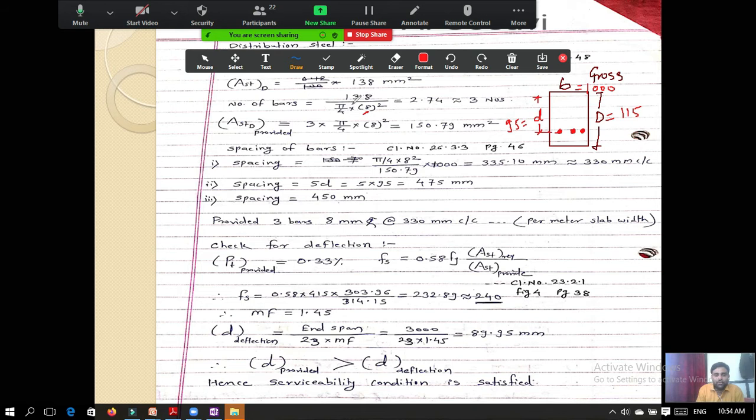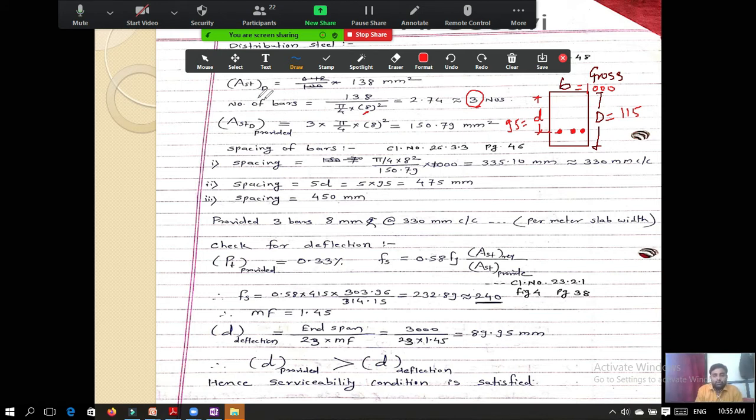So now here if you calculate the number of bars, the number of bars is 2.74. So 2.74 means we round up that value to 3. Again we will calculate the distribution steel provided. Another name for distribution steel is minimum steel. It is also called minimum steel. In the exam you remember this. Minimum steel may be asked for MCQ.